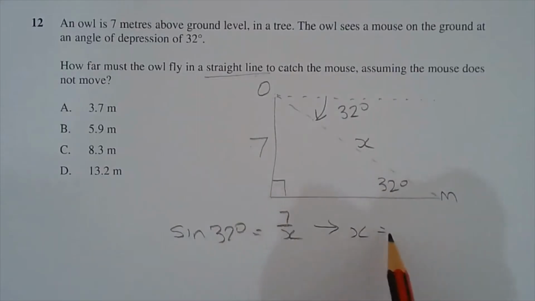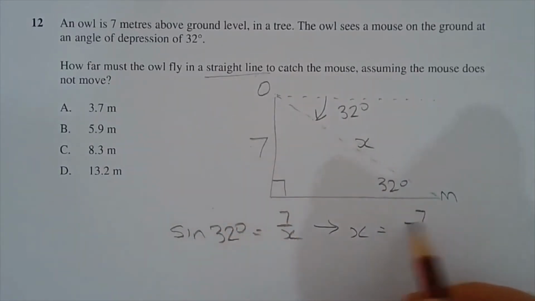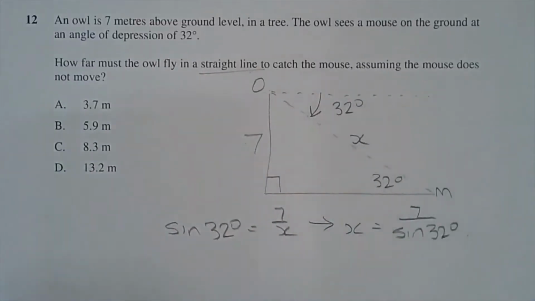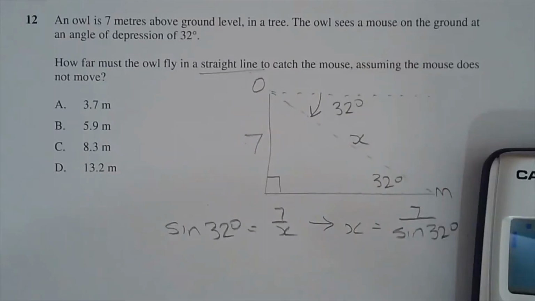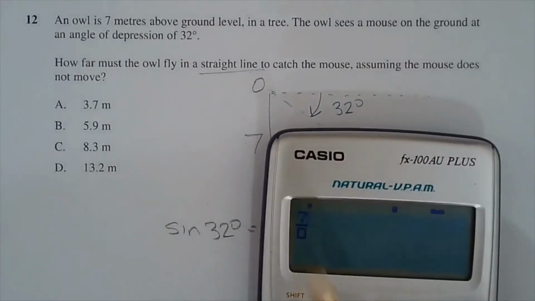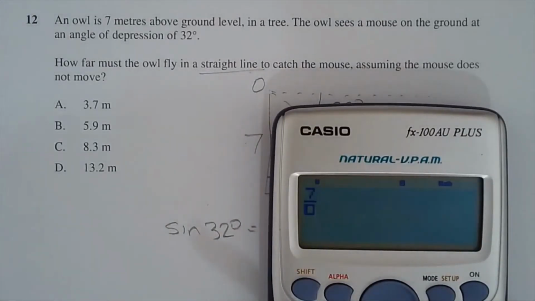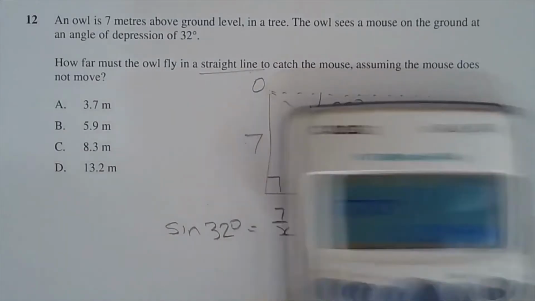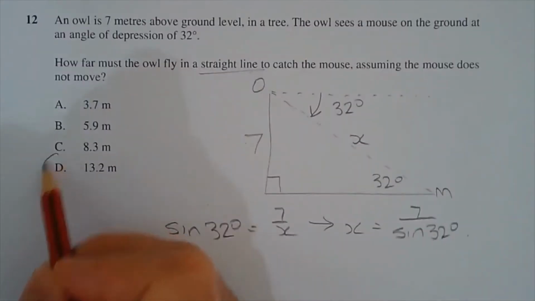X is equal to, you can just move the x to the bottom, so 7 over sine 32, and then just enter that into your calculator. I'll just do that now. 7 over sine 32 degrees, and we get 13.2, which is option D.